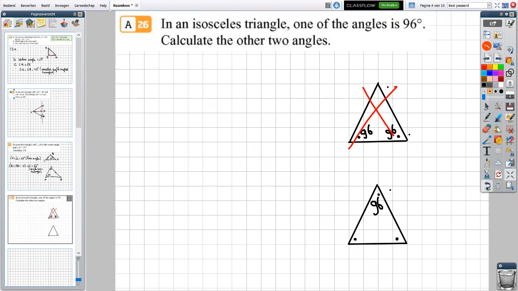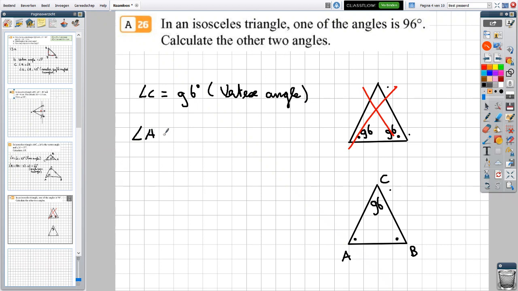Because in that case, that means that those two angles are the same. So let's say I call this triangle ABC. Angle C is 96 degrees. It's going to be the vertex angle. I can now say that angle A plus angle B is going to be the same as 180 minus 96, which is going to be 84 degrees.